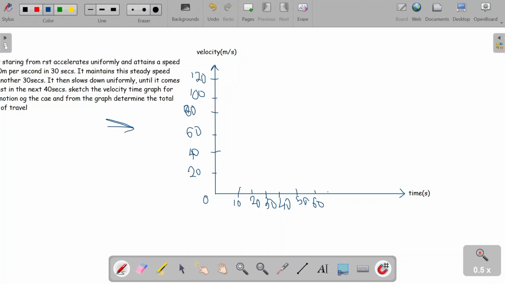Sixty, 80. Just for how slow it is. 90. Let's say 100.